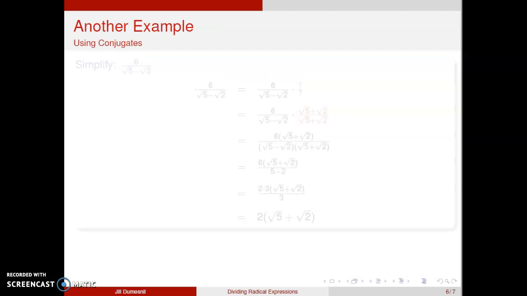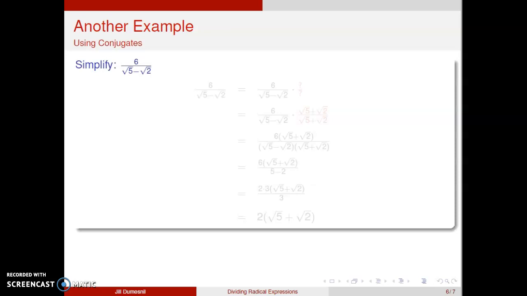For the expression a plus b, the expression a minus b is called the conjugate. We frequently use the conjugate of a binomial denominator involving square roots when simplifying. Simplify 6 over the quantity root 5 minus root 2. Again, we need to eliminate the radicals in the denominator. We multiply by a clever 1 involving the conjugate of the denominator.